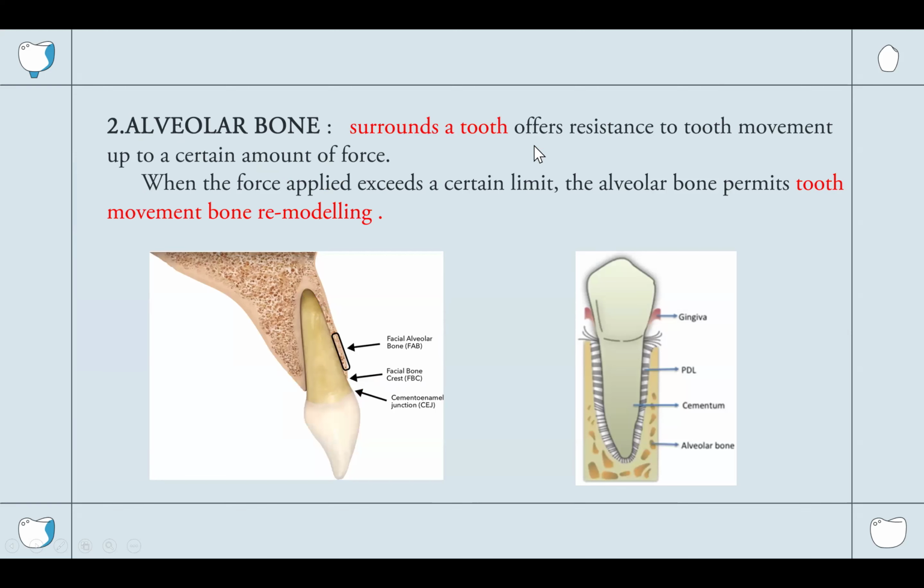Alveolar bone surrounds a tooth, offers resistance to tooth movement up to a certain amount of force. When the force applied exceeds a certain limit, the alveolar bone permits tooth movement, bone remodeling.